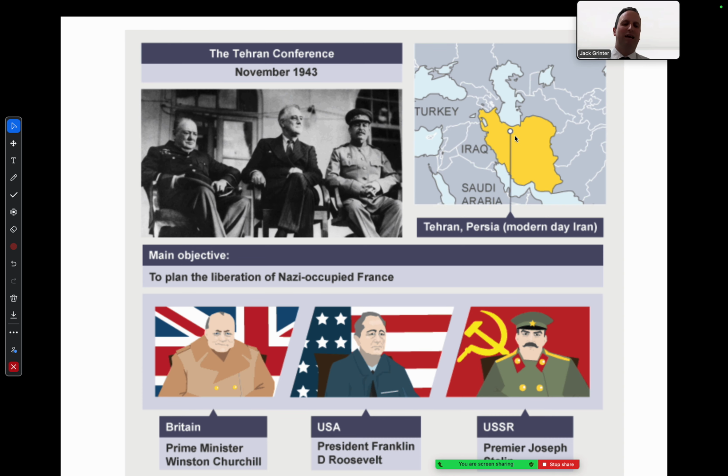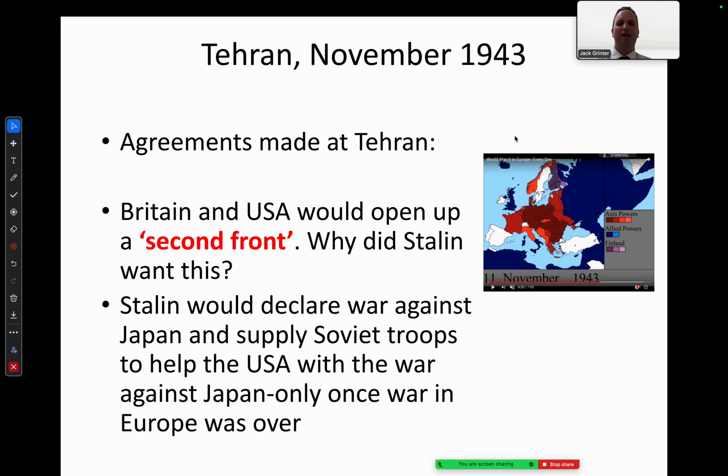Tehran is the capital of Iran. That's where they met. What were the agreements? The main one being the second front.